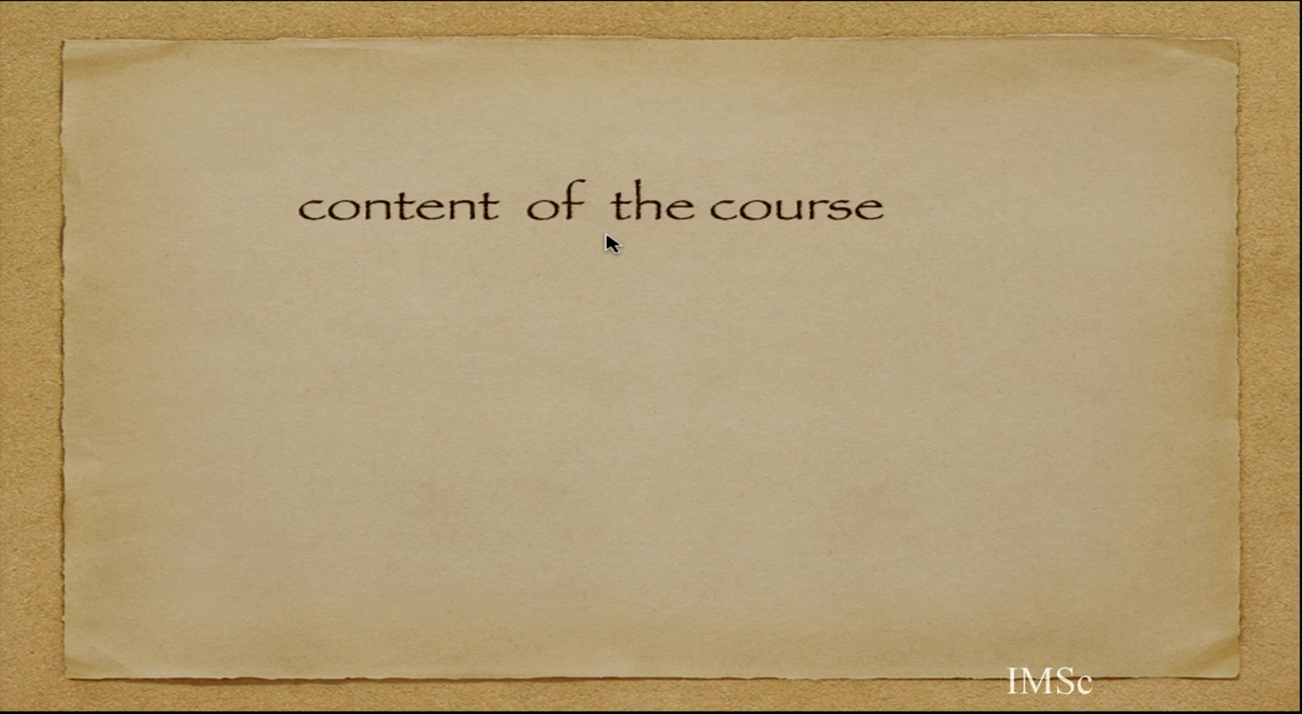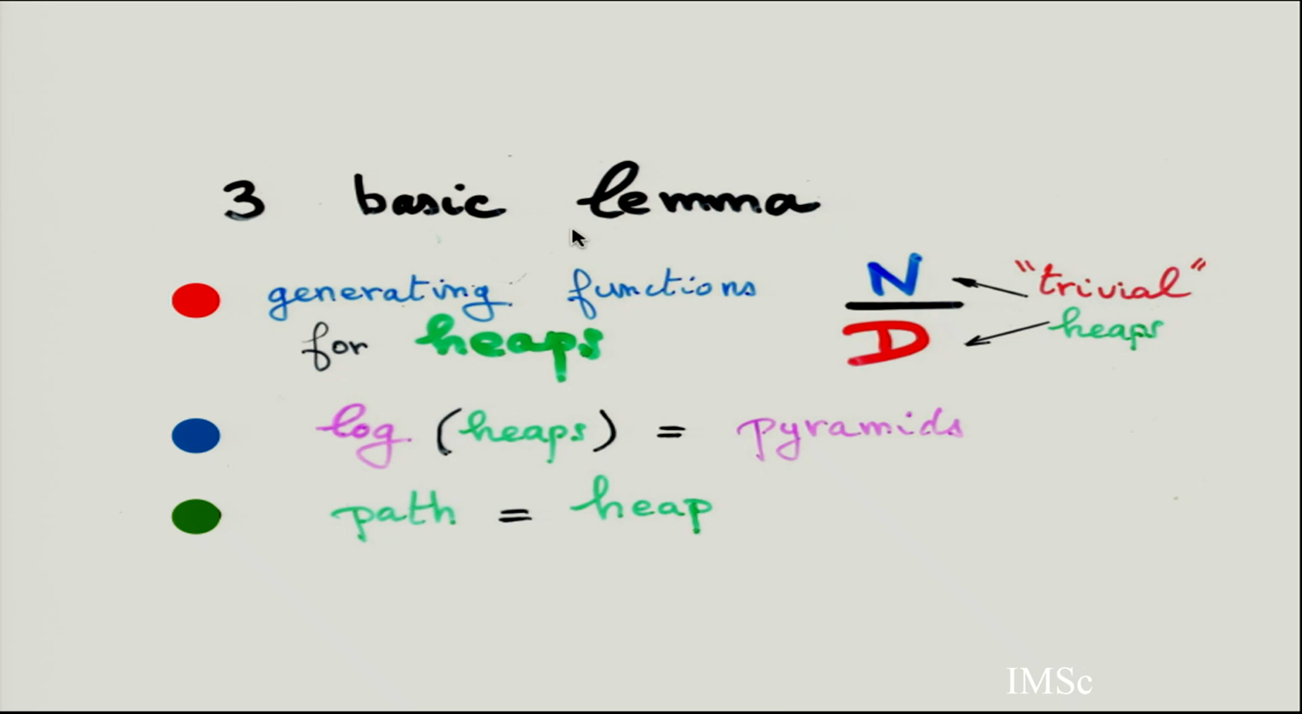The first lecture will be about three basic lemmas. The first basic lemma will be an inversion lemma, which tells you the generating function for heaps will be the inverse of a certain generating function of trivial heaps. And the generating function will be, in general, the ratio of a numerator and a denominator. The second lemma will be that the logarithm of heaps will be related to pyramids, having only one piece you can see in full size.